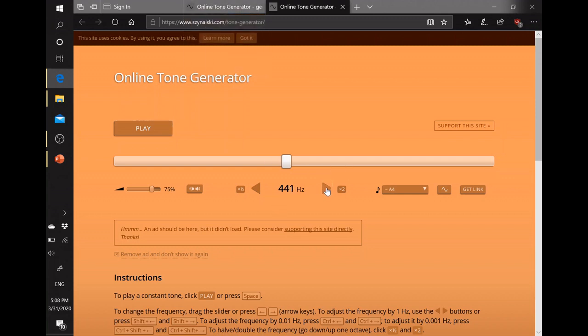Now I'm going to bump this one up to 441, while I keep this one at 440. I'm going to play them both together now. Okay, so you heard this sort of thumping, and that thumping was occurring once per second. To calculate the beat frequency, we would take 440 Hertz for the first wave, and 441 Hertz for the second wave.